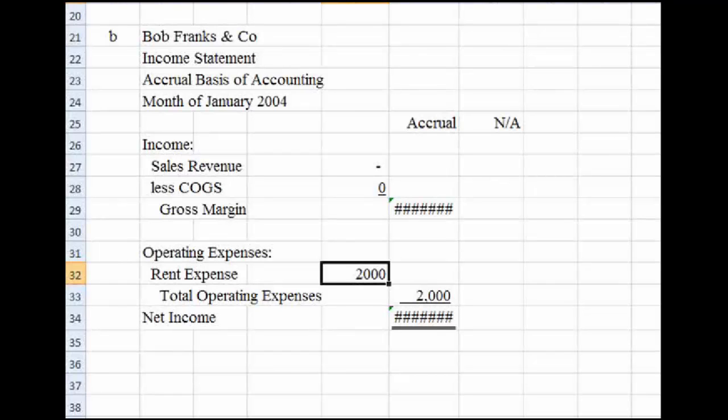The second and third transactions, since we're doing an accrual statement, go on the costs of goods sold line under the not applicable column. Once again, it doesn't matter when the cash goes out, but rather what matters is what period the transaction applies to.